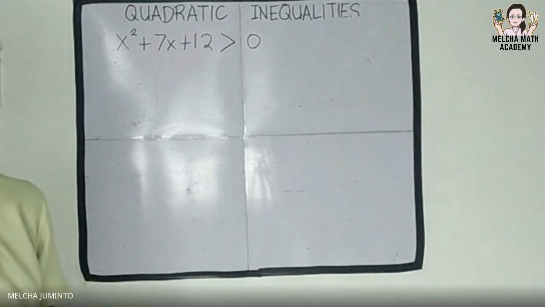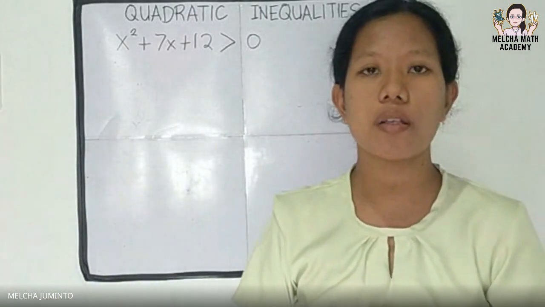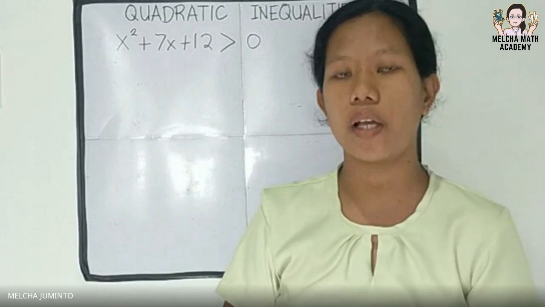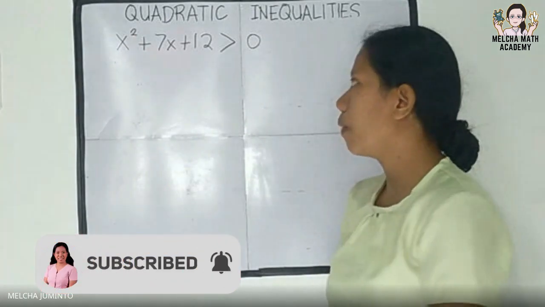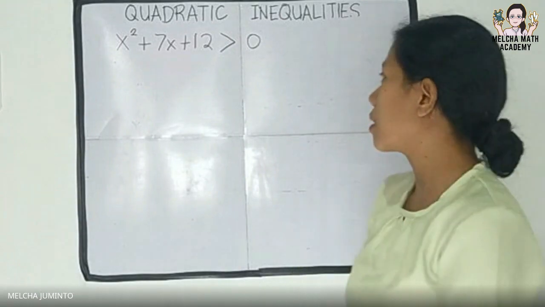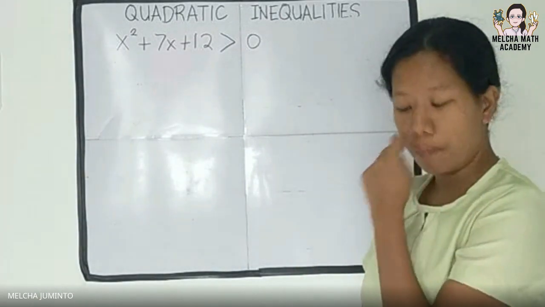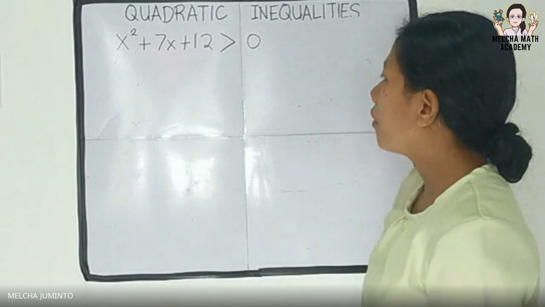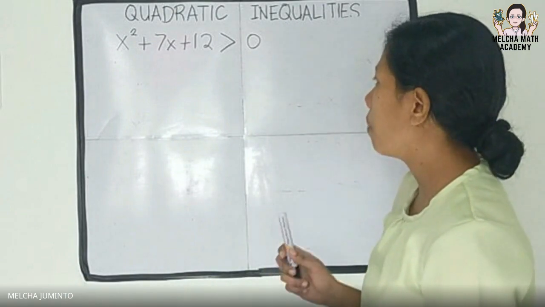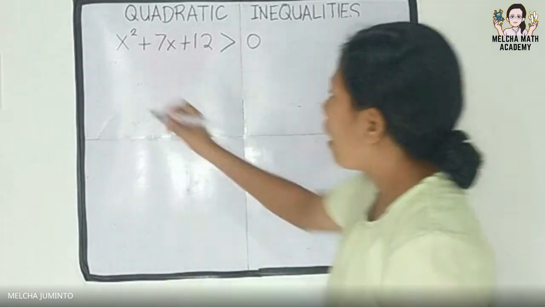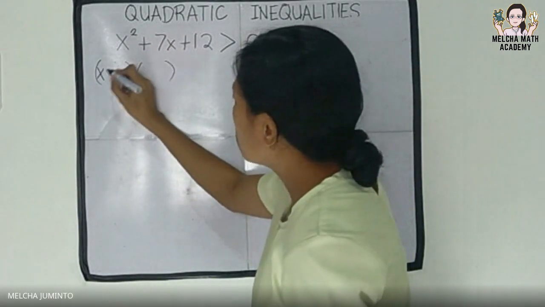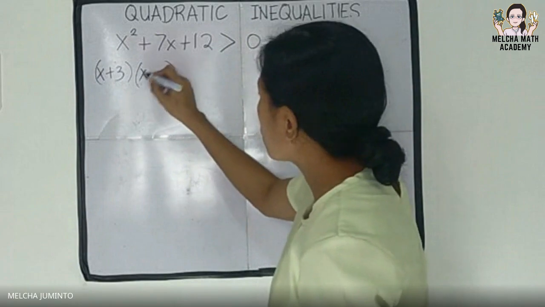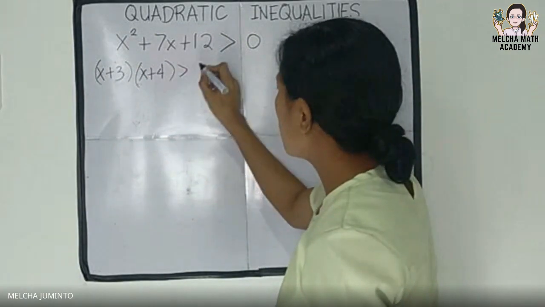Method to solve quadratic inequality. If you don't want to use the concept of quadratic equation, there is another way to solve quadratic inequality. Let's have the same example: x squared plus 7x plus 12 is greater than 0. First, we need to understand that we can factor x squared plus 7x plus 12 as two binomials, (x plus 3)(x plus 4) is greater than 0.